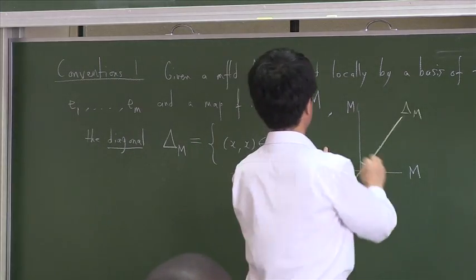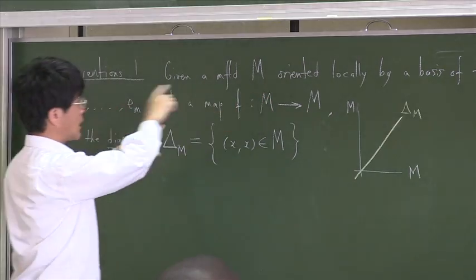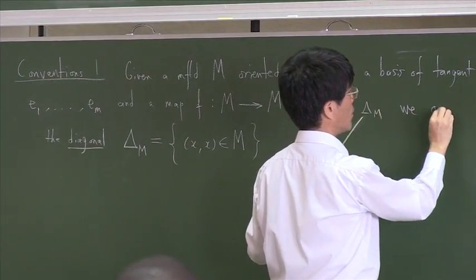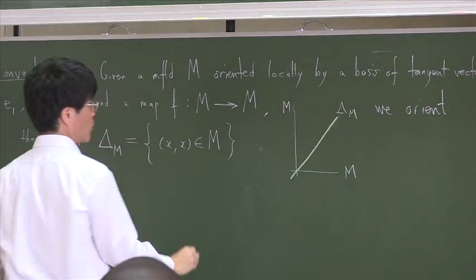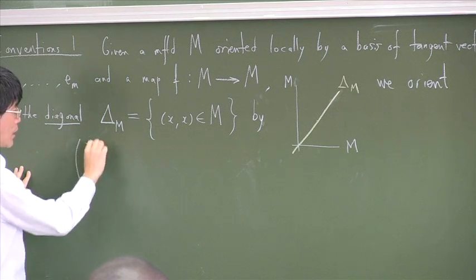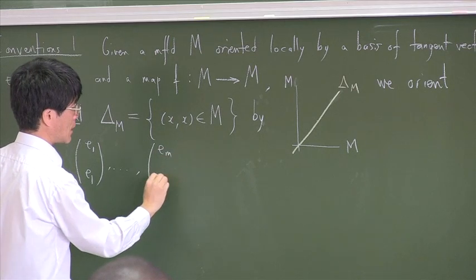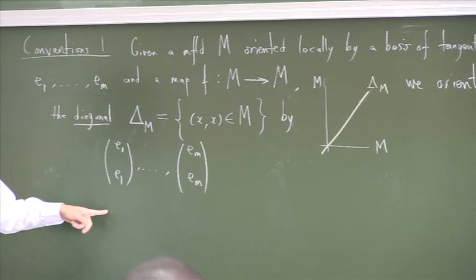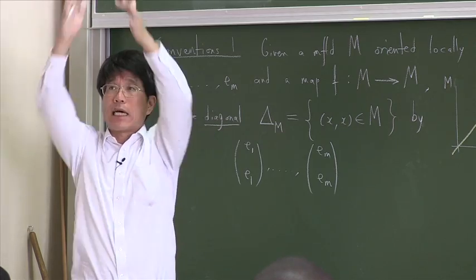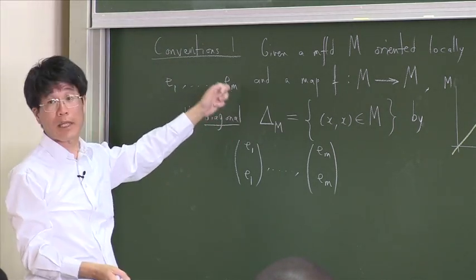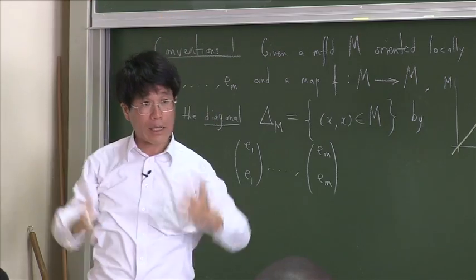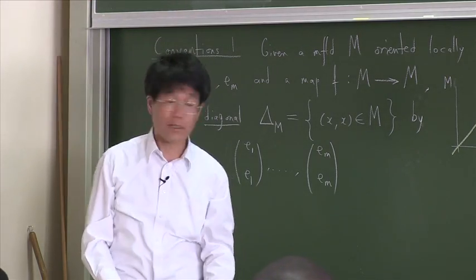So this is oriented by, so I'm going to complement the sentence before. Given the manifold oriented locally by these vectors and the map, we shall orient the diagonal by the following vectors: E1, E1 through EM, EM. What do we mean by this? What's this, E1, E1? Well, this is a vector, so it has some components. That vector has length m, because we're in m-dimensional space. I just copy the same components underneath and make a longer vector of dimension 2m. That's what I mean here.